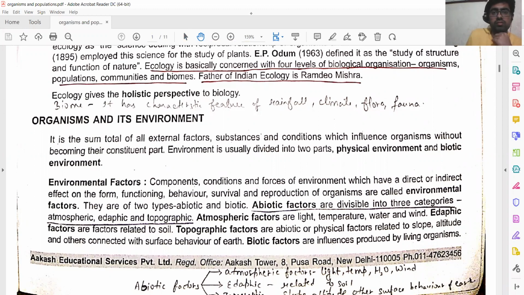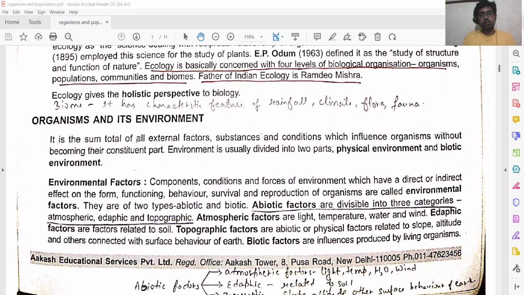But to continue in this chapter, today we will be beginning with organisms and its environment. As I guess you must have been knowing about this chapter, we will be basically dealing with organisms, their environment, their interactions with their environment, and you can say effect on each other, effect of organism on the environment, and effect of environment on the organism, their type, their adaptation, and all. Okay, so let's begin.